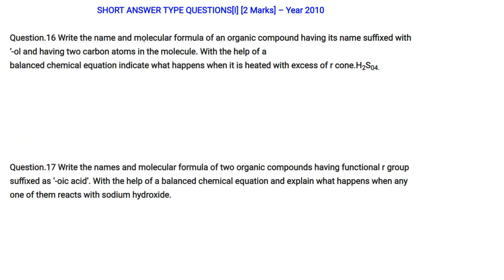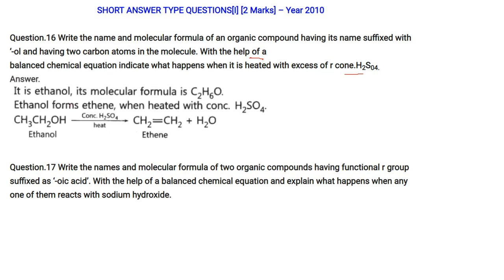Write the name and molecular formula of an organic compound having its name suffixed with OL and having 2 carbon atoms in the molecule. With the help of a balanced chemical equation, indicate what happens when it is heated with excess of concentrated H2SO4. So this is ethanol. Its molecular formula is C2H6O. Ethanol forms ethene with concentrated H2SO4 and heat. So ethanol CH3CH2OH, when heated, gives you ethene CH2CH2, that is C2H4. But it is not like methane, it is ethene. There is a double bond here and a water.